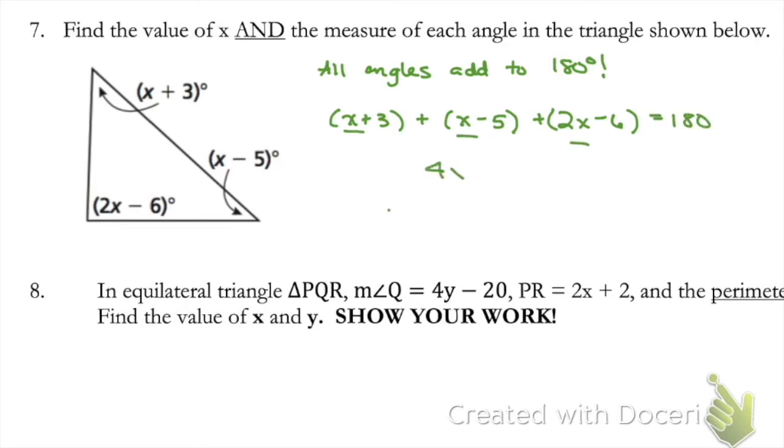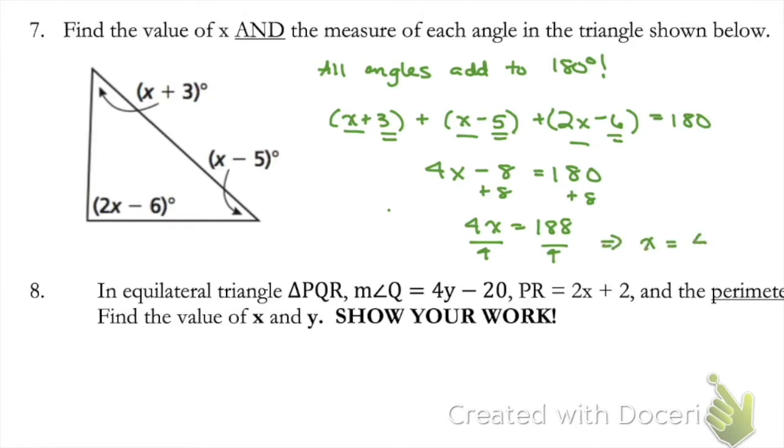If we combine like terms, we have x plus x plus 2x, which gives us 4x. And if we take 3 minus 5, that will give us negative 2. And negative 2 minus 6 gives us negative 8. And so now we have 4x minus 8 equal to 180. We add 8 to both sides and get 4x equal to 188. And if we divide both sides by 4, we get x to be 47.